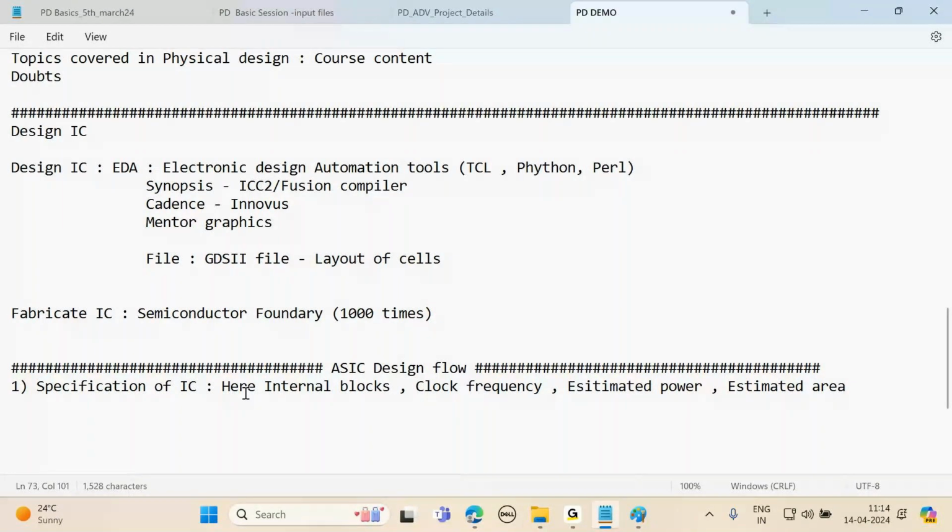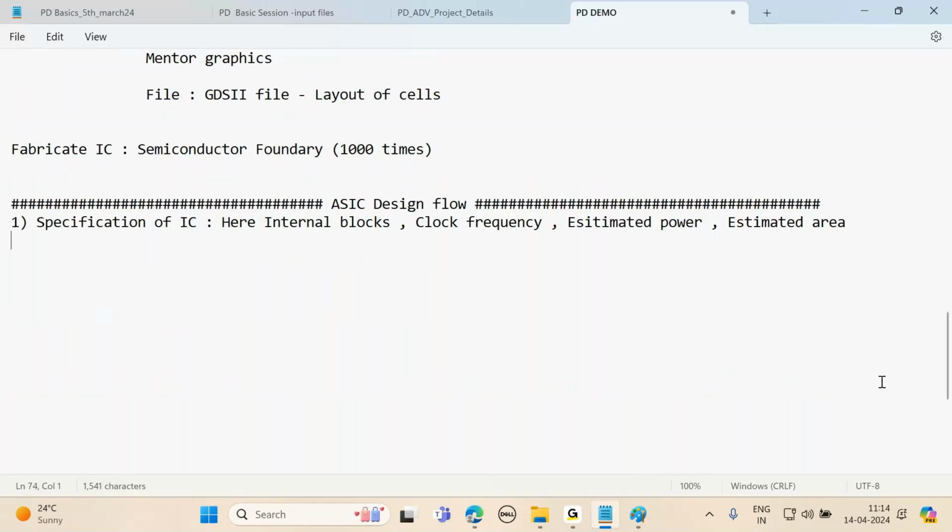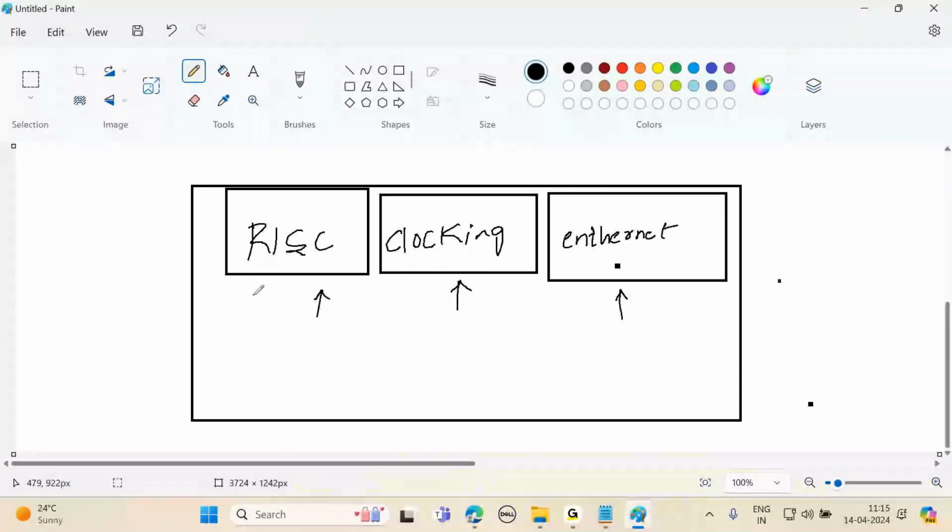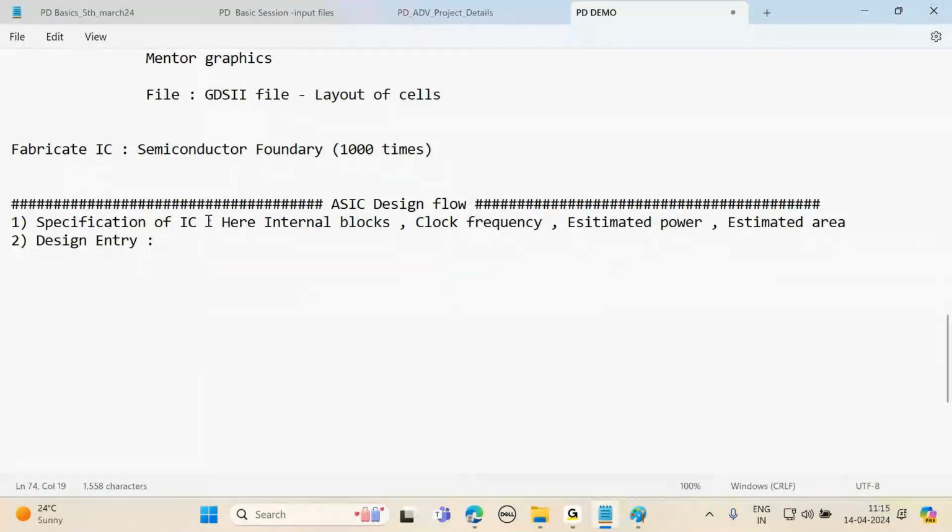So after creating the specification, what do we do? The next step is to start the design, right? Design entry. Start doing the design of the blocks you have. Start doing the design of the Ethernet module. Start doing the design of the RISC core processor. So here design entry happens through RTL.